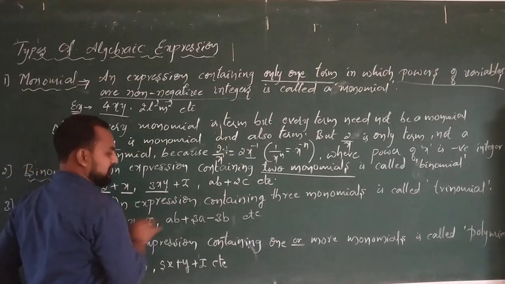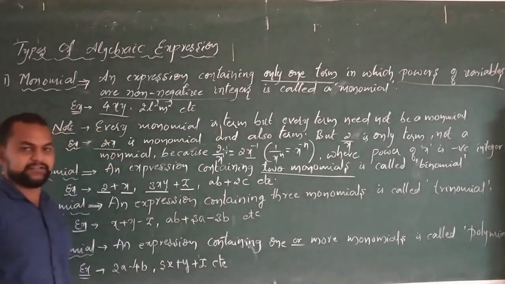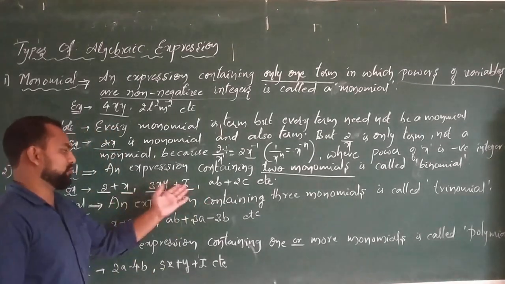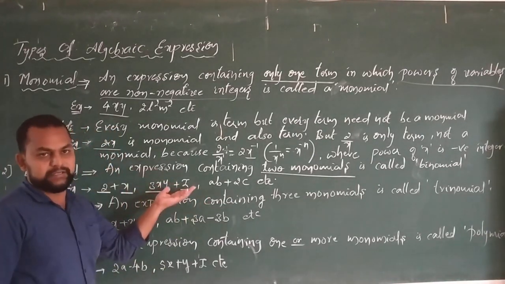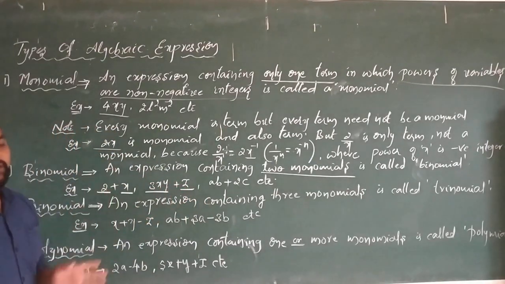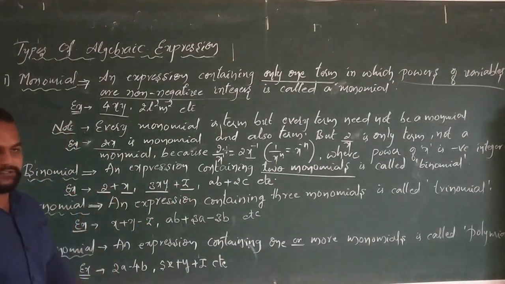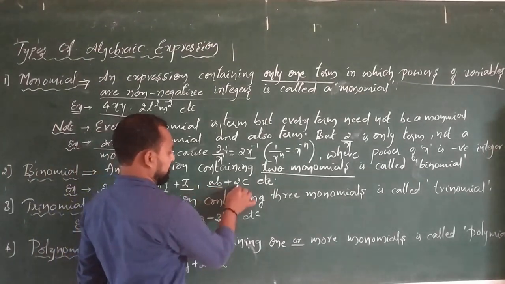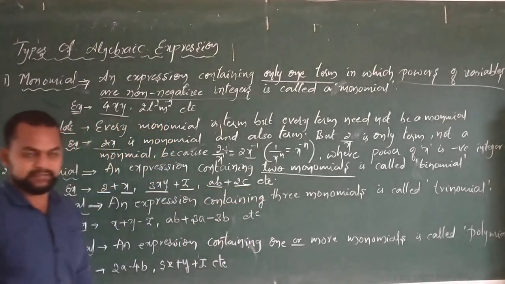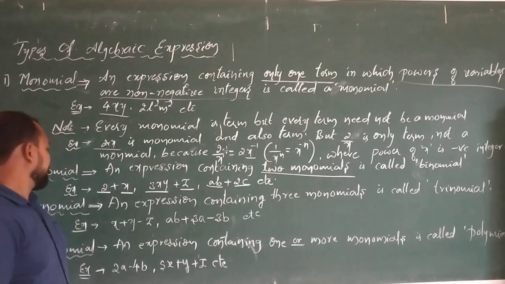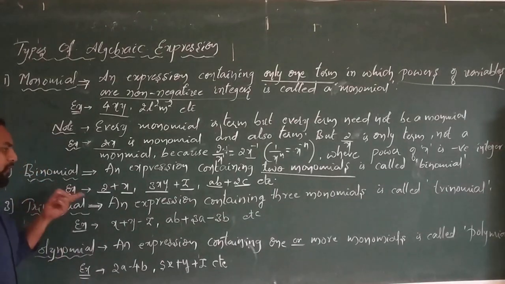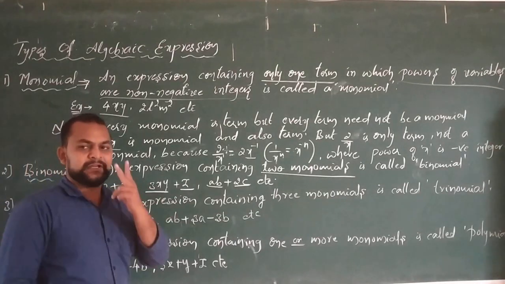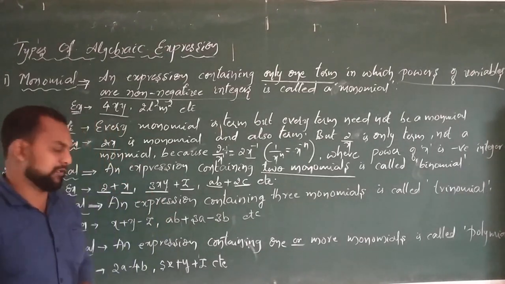Here 3xy is one term, then z is another term. The combination of these two terms is a binomial. Okay, addition separates the terms. Then ab plus 2c. Okay, the next is trinomial. A binomial contains only two monomials or two terms.